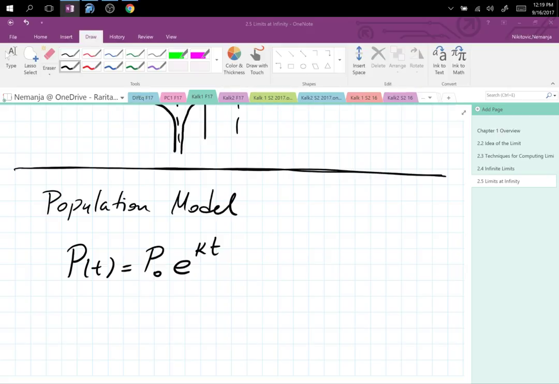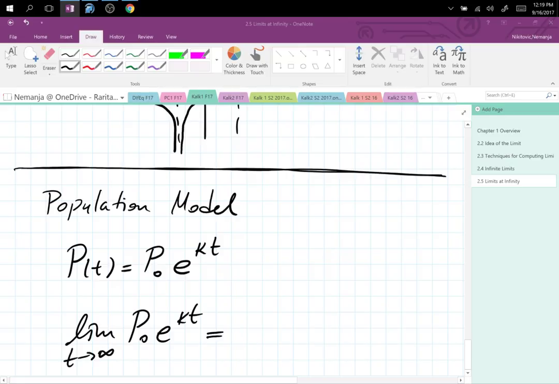Our variable here is time, so I'm going to take the limit of p0 e to the kt as t goes to infinity. What is the answer? What do we get? Infinity.